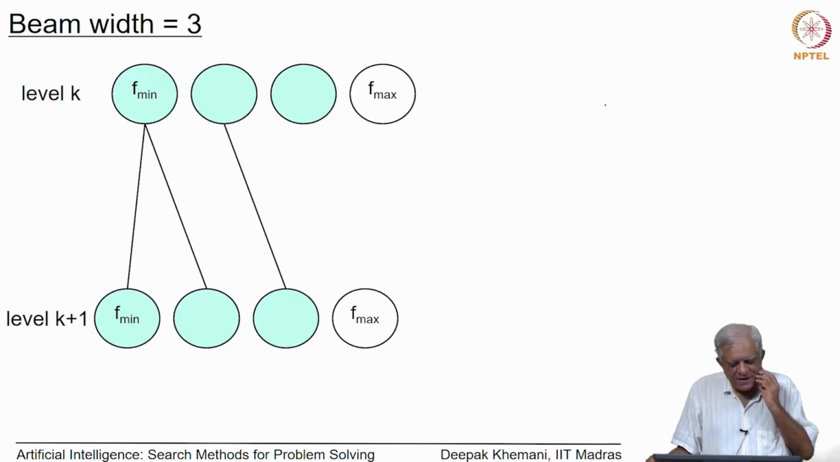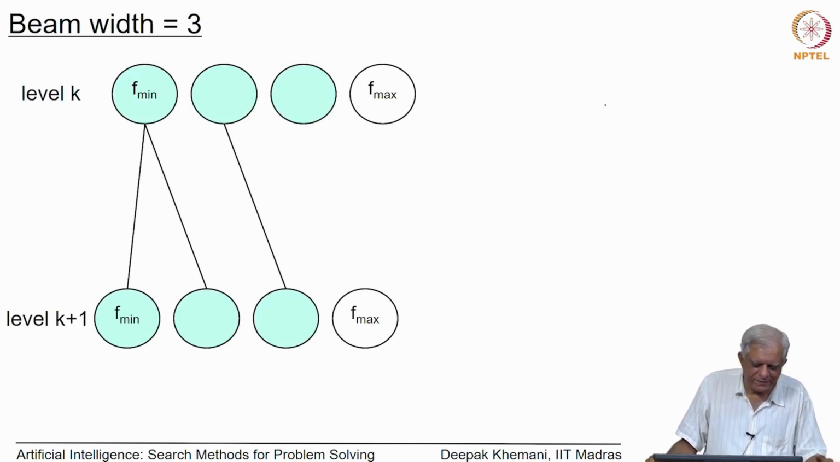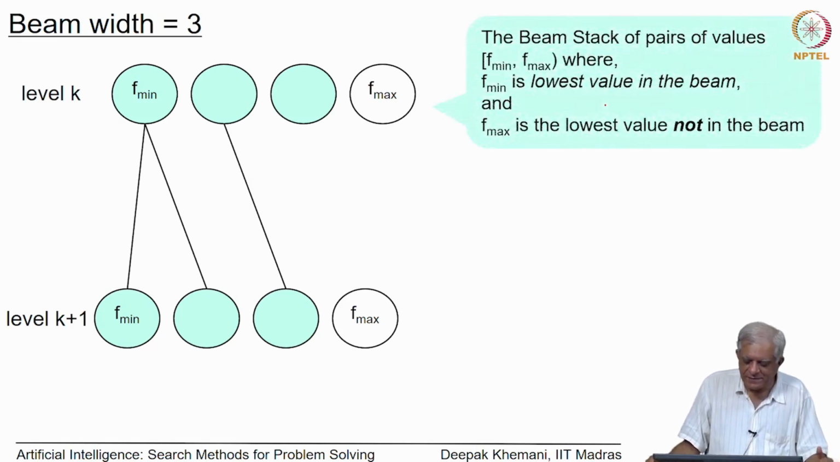So, what is the process like? Imagine that your beam width is 3 and at level k you have those 3 nodes that are drawn on the top shaded in cyan. Remember, these are ordered from left to right. f min is the smallest f value, then the next one, then the next one, and then the next one. So, there are 4 nodes here. 3 of them are in the beam, and the smallest is f min, and the fourth one is not in the beam, and in fact, the fourth one is a marker which will tell us where to start looking if we want to backtrack and come back to that layer again.